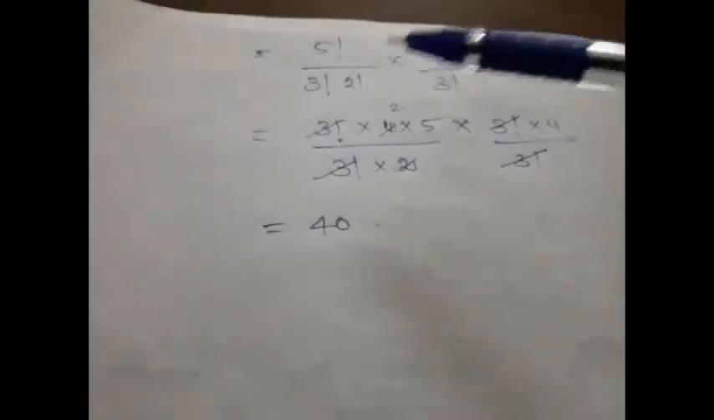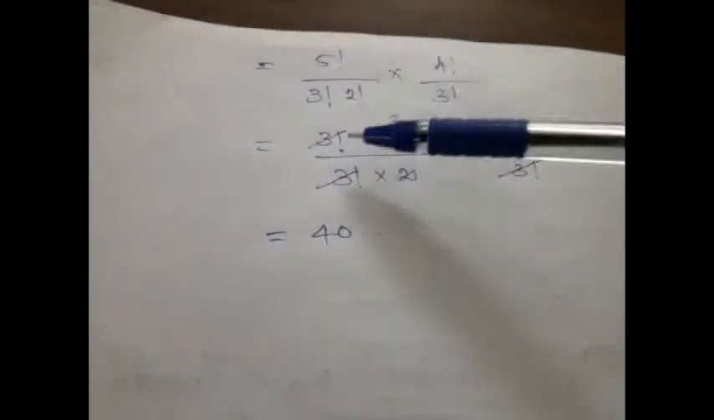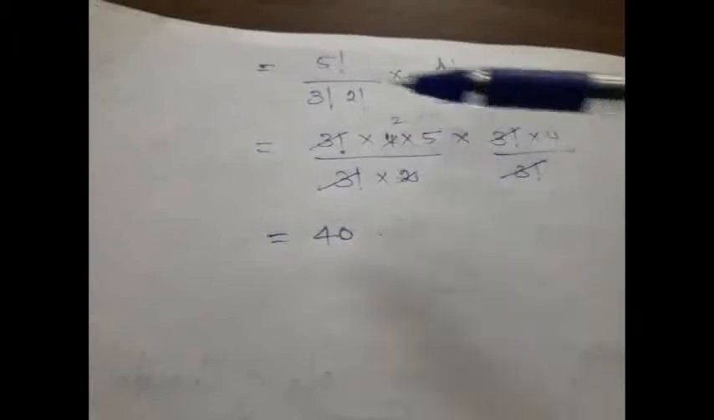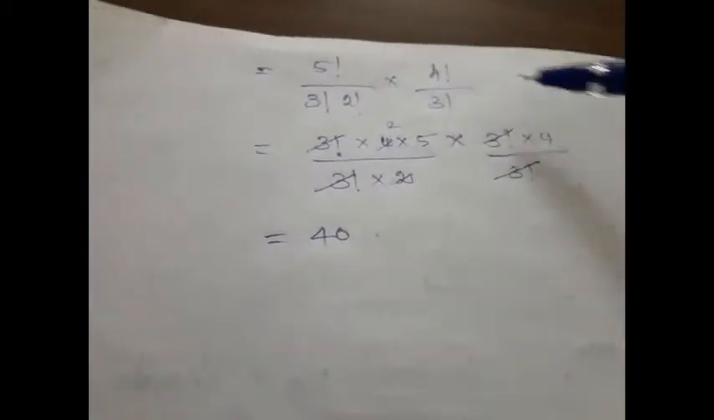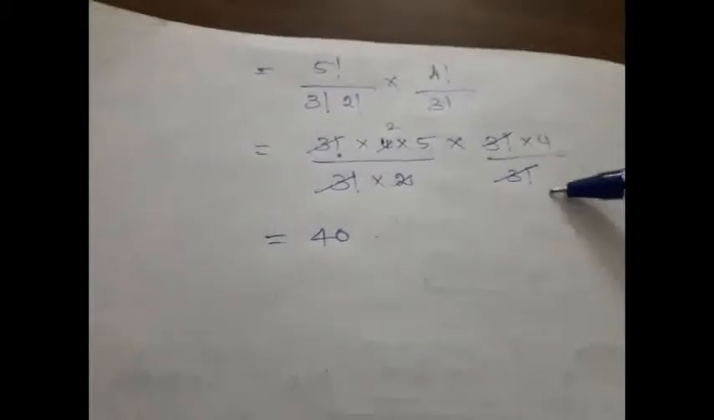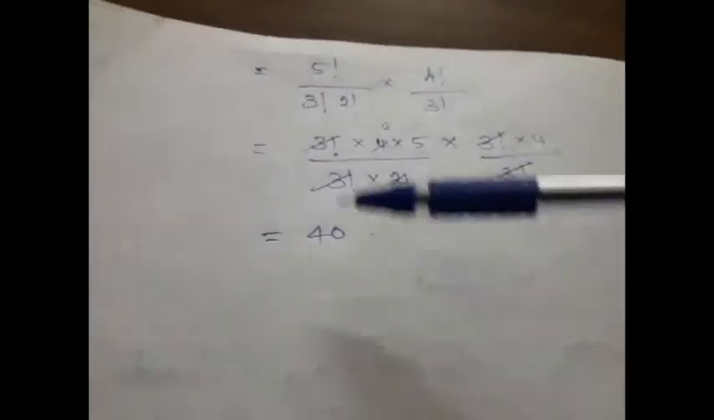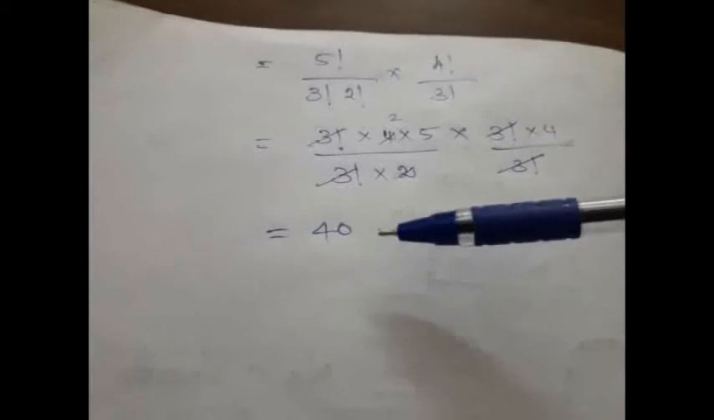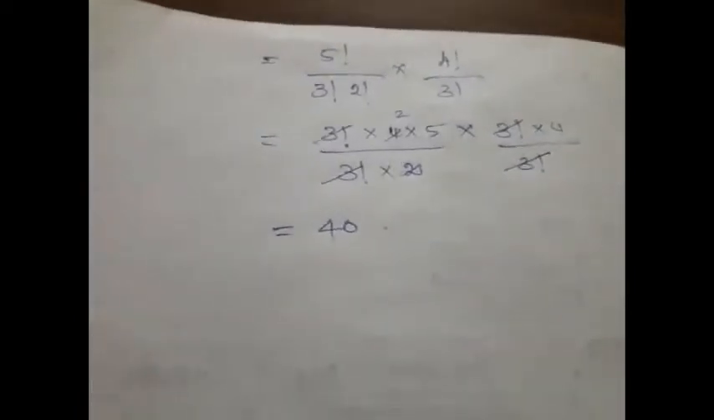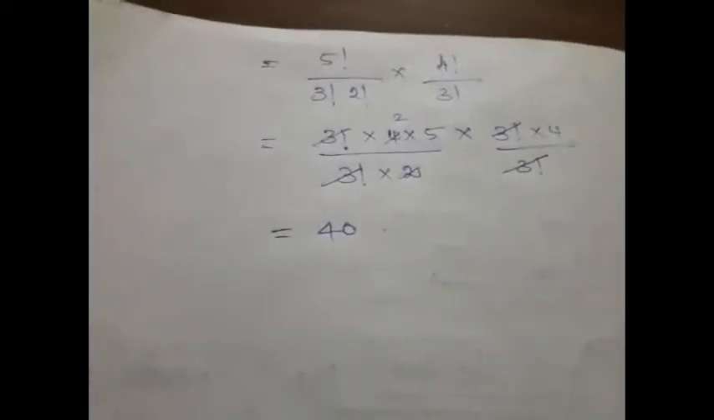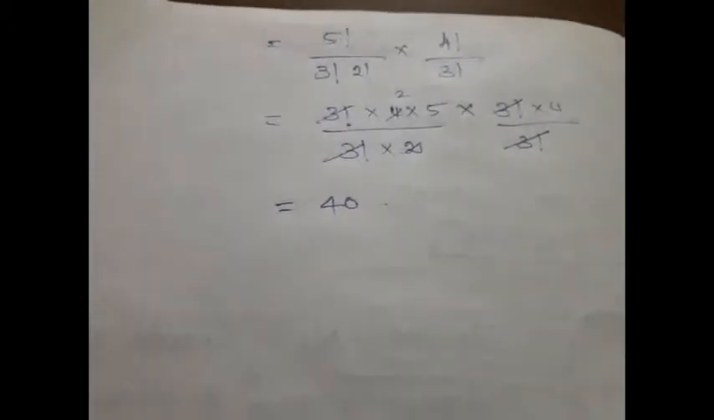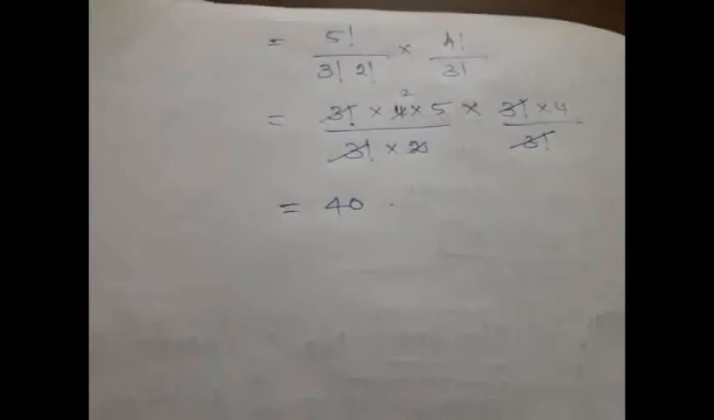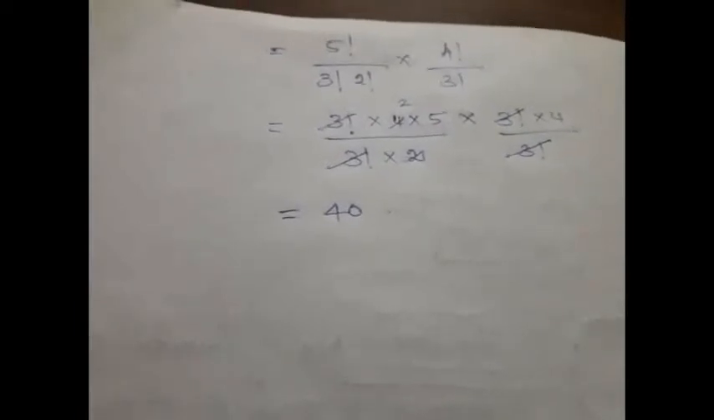So if we simplify, 5 factorial can be written as 3 factorial into 4 into 5, divided by 3 factorial into 2, and 4 factorial can be written as 3 factorial into 4, divided by 3 factorial. If you simplify, we get 40 as our answer. Thus in 40 ways a team of 3 boys and 3 girls can be selected. Yes, hope you understood. Let us move on to our next question.